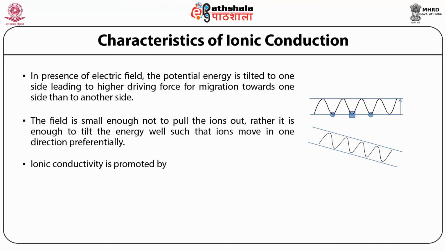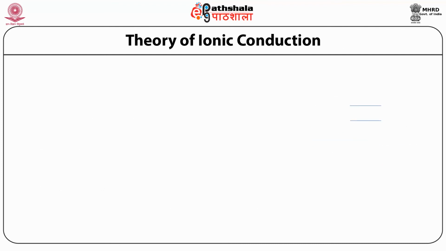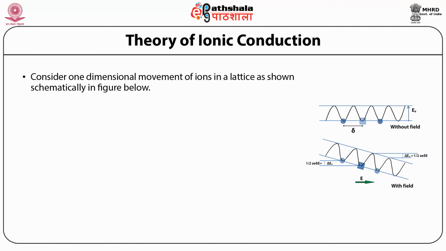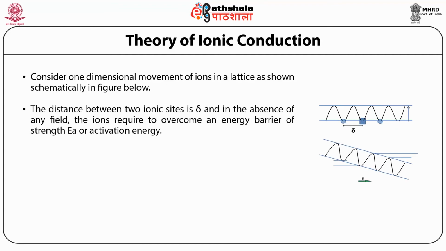So, the ionic conductivity is promoted by small ionic size, small charge, that is less Coulomb interaction between ions, favorable lattice geometry, and so on. Theory of ionic conduction. Now consider one-dimensional movement of ions in a lattice as shown schematically in this figure. The distance between two ionic sites is delta, and in the absence of any field, the ions are required to overcome an energy barrier of strength EA, the activation energy.